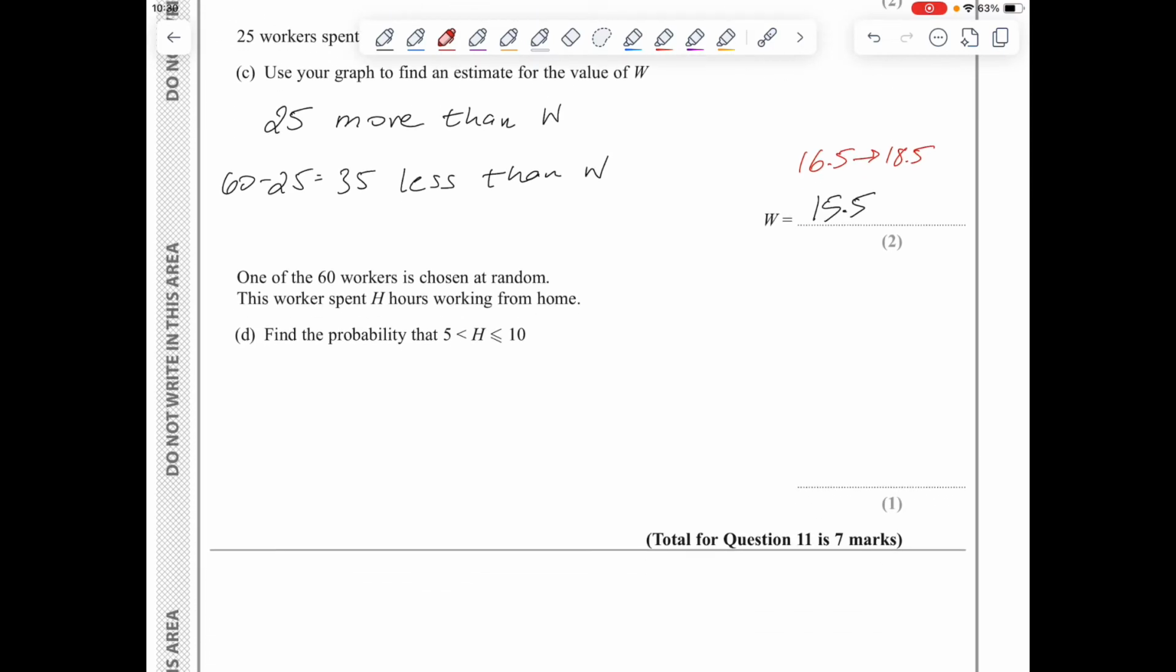Finally, for part D, I need to find the probability that the randomly chosen worker is between 5 and 10. So that would be the number of workers between 5 and 10 over the total, which is 60. Now, the information we're given is from 0 up to a point. So to find the number of workers between 5 and 10, we'll find how many are between 0 and 10 and subtract the ones that were between 0 and 5. Now, no need to work with the graph because 5 and 10 appear on the table.